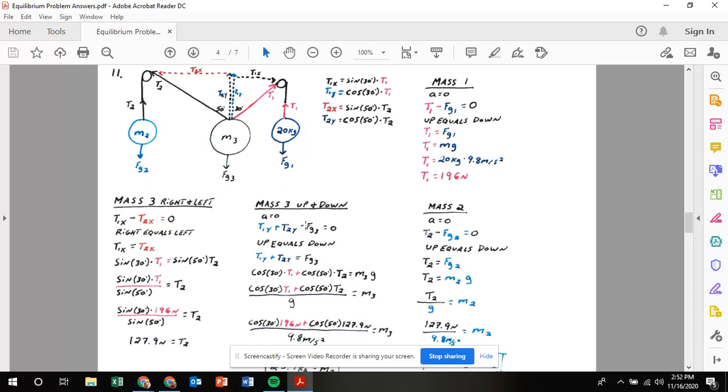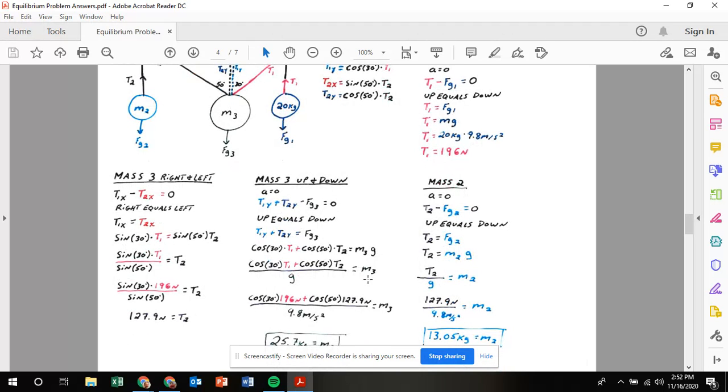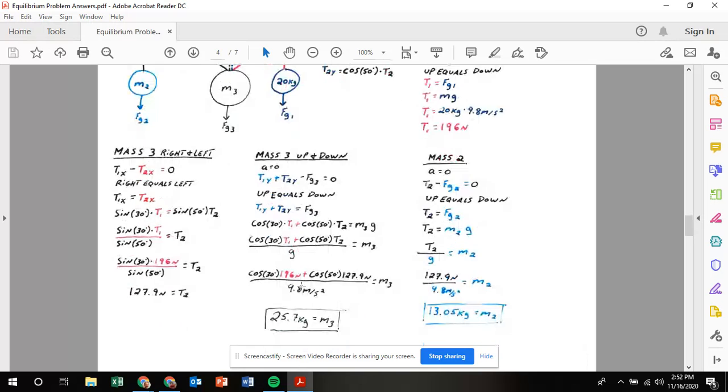In the up and the down, T2 in the y and T1 in the y, both are going upward. They have to equal the force of gravity down. So T1y plus T2y equals force of gravity down. T1y is the cosine of 30 times T1. T2y is cosine of 50 times T2. Again, these are all found right here. It's just these components of this triangle and this triangle. A little bit of algebra later if I'm trying to solve for mass 3, because I can solve for all of the tensions because I know T2 and I know T1, and I'm able to plug in some of my numbers here and get that the mass of that big middle object is 25.7 kilograms.